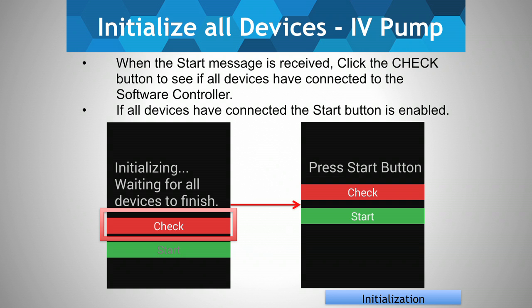When it receives that start message sent out to all the devices, you can now click the check button. The check button, basically, all it does is enables the start button. If you click the check button prior to receiving the start message, it will do nothing. It will check and it will still disable the start button, so you could not start the simulation. So the student could not interfere with the IV pump. If all the devices have connected in the system, the start button will be enabled.